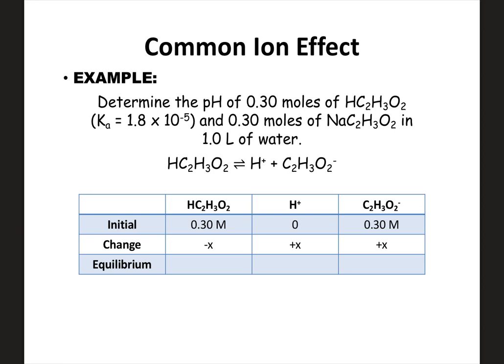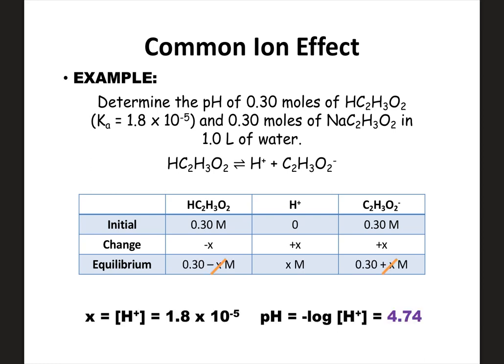Now we can fill in our equilibrium row in the table. And again, this is going to be another x approximation. We can get rid of the minus x and the plus x here to make the math a little bit easier. You still have to set up your Ka. You still need to plug in and solve for x. I'm just saving some steps here because we've seen this. I just want to walk you through it a little bit quicker. When you do solve for x, that's going to be equal to the concentration of H plus, and we get that being 1.8 times 10 to the minus 5th molar.